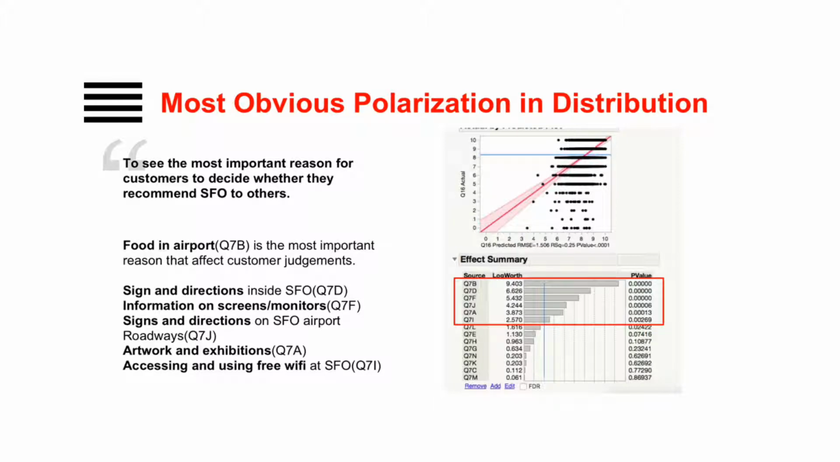In this slide, we use one-way ANOVA and insert Q16 as Y and Q7 as X to find the most important reason for customers to decide whether they recommend San Francisco Airport to others. The food in the airport is the most important reason that affects customer judgment, along with the signs and directions inside San Francisco Airport. So we point out the important factors that will affect customer judgment, which are Q8 to Q15: the signs, the directions, artwork and exhibitions, and accessing and using free Wi-Fi.